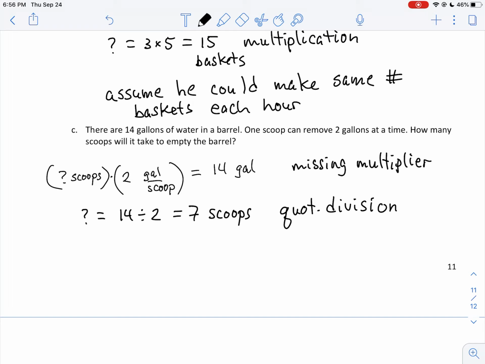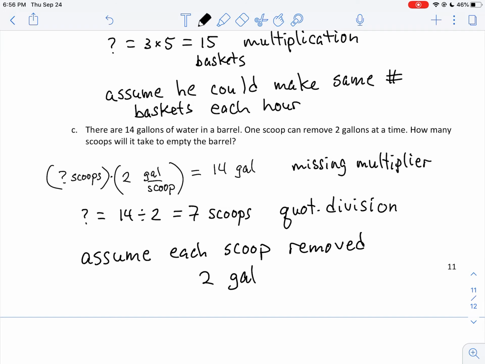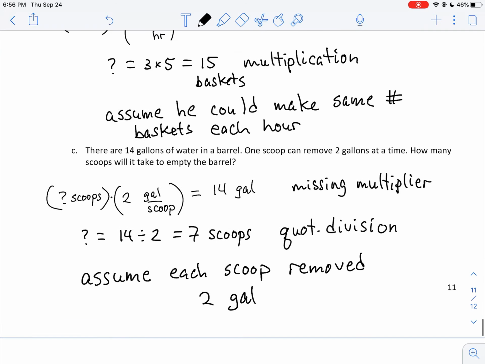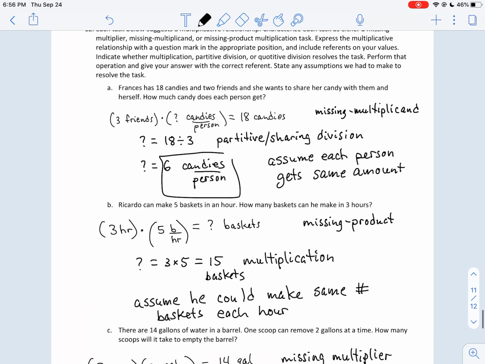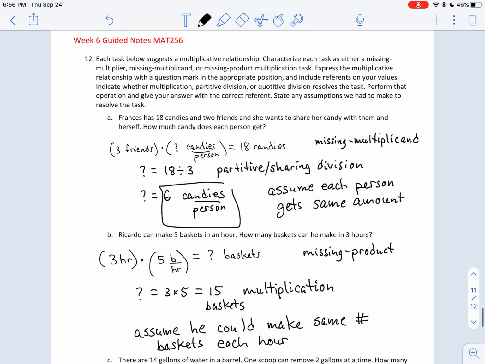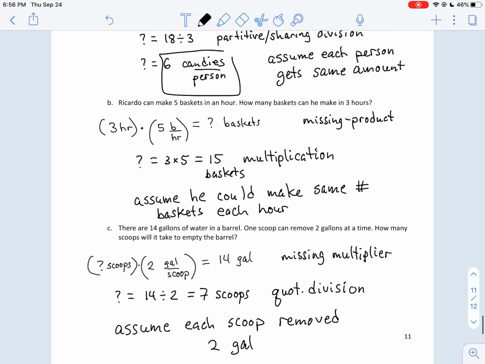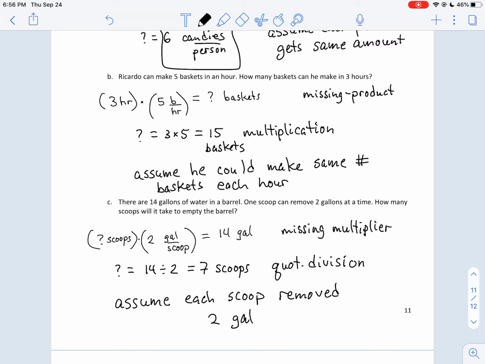And what assumptions did we make here? We assumed that each scoop was full, right? That he didn't do partial scoops or anything. Like, assume each scoop removed its capacity. We'll assume each scoop removed 2 gallons. Okay, and that wraps up our Week 6 guided notes on multiplication and division involving whole numbers.